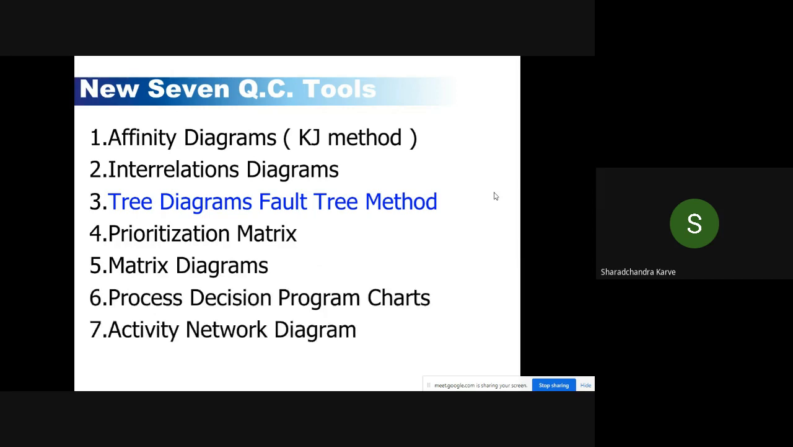So with this, we complete the 7 QC tools. Now we move to the new QC tools. These are basically not quality tools, these are called management tools. But the most important tool commonly used in root cause analysis is the fault tree method. I will explain the fault tree method, which is similar to why-why analysis, etc. So let us move to the fault tree method.